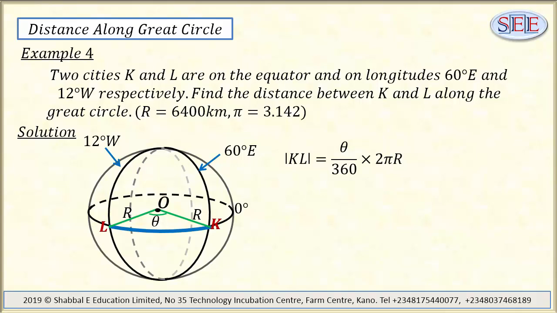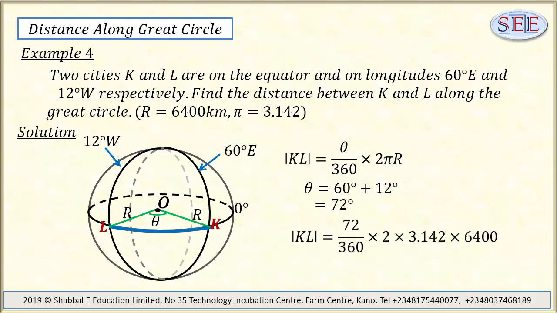So to find this arc KL, we look at the longitudes of K and the longitude of L. The two longitudes are in the opposite direction, meaning one is east, the other one is west, if you can see it in the drawing. So there, to get the theta is nothing but the addition of the two longitudes. So theta will now be equal to 60, the longitude of K, plus 12, the longitude of L, because the two are in the opposite direction. So the addition of 60 and 12 gives answer 72. That will be the value of theta that we need to use in this formula.